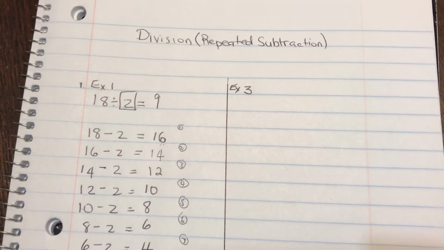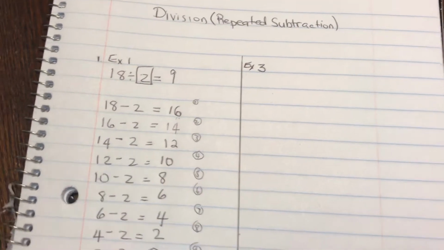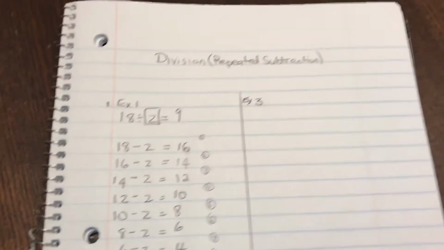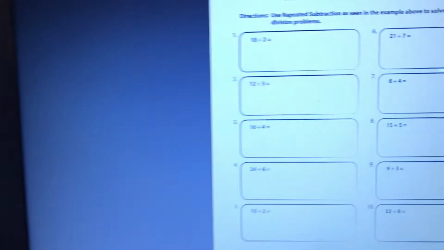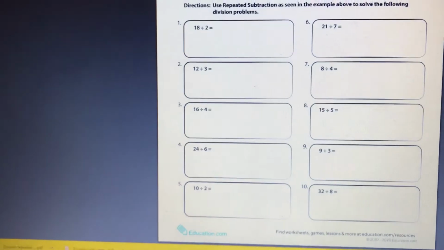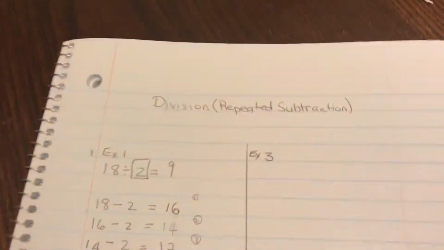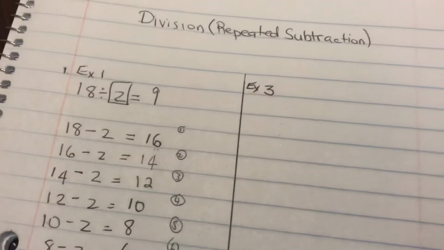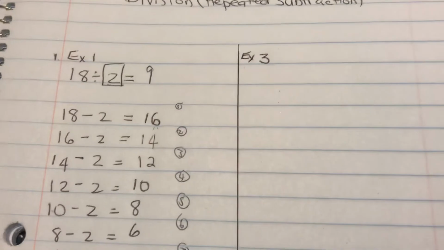Okay, so this is our last example for repeated subtraction. Remember, we're going to be working from this, and these are smaller numbers. Eventually, you'll graduate to larger numbers, but we're trying to get the deeper understanding of how division works before we even try to get answers only.